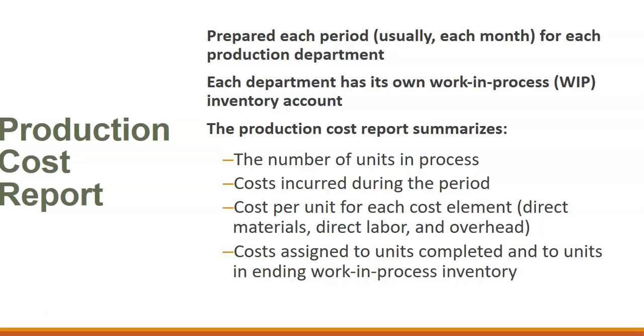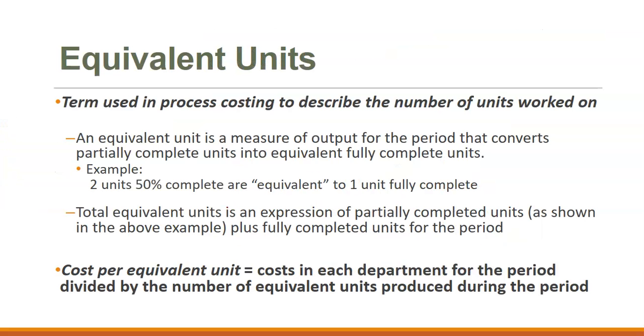Each individual department or process has its own work in process inventory account, and the production cost report has the number of units in process, the cost incurred during the period, the cost per unit for each cost element, direct materials, direct labor, and overhead, and the costs assigned to completed and ending inventory units. There are two different methods for a production cost report, the FIFO method and the weighted average method.